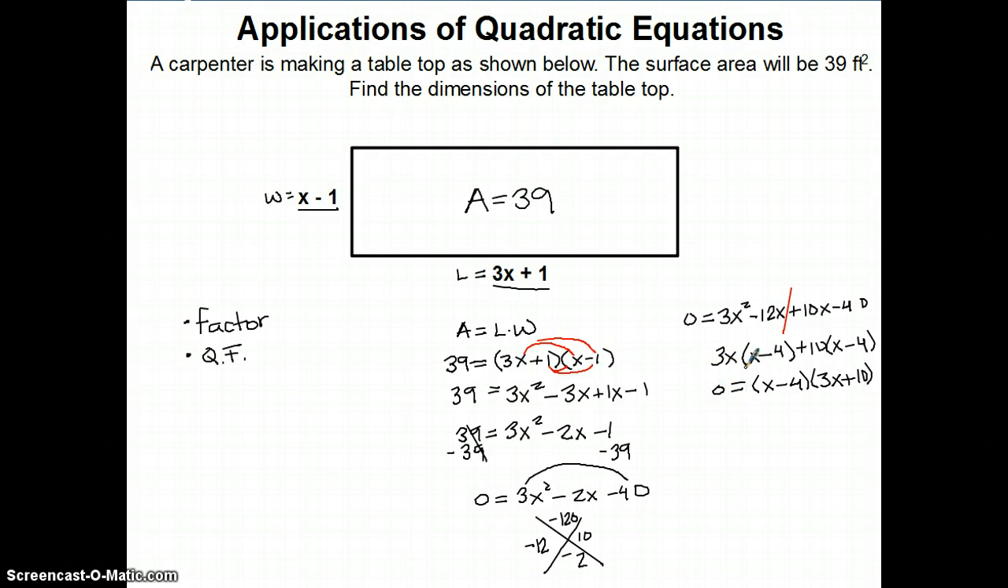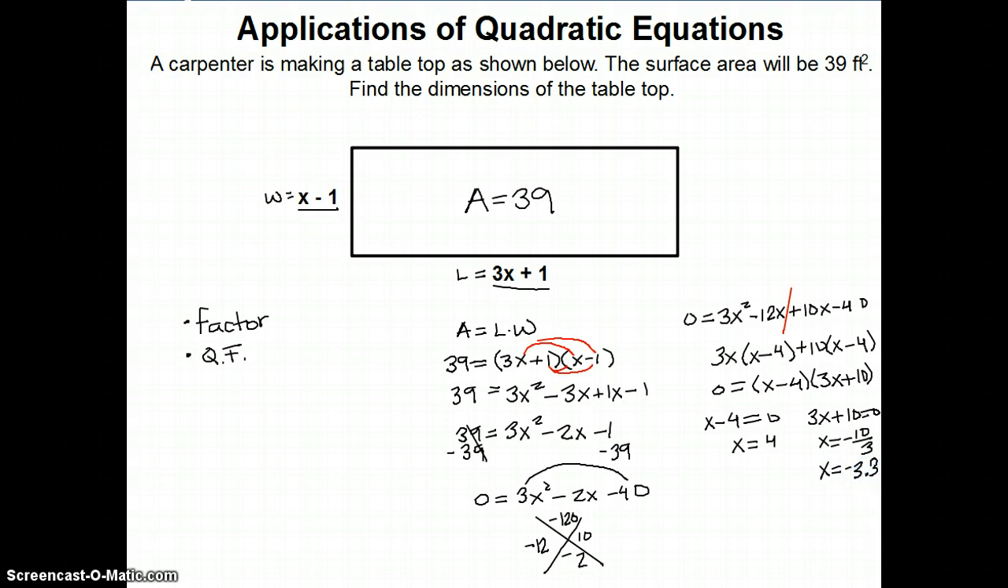Now that I have factored, I go ahead and set each factor individually equal to 0. So x minus 4 equals 0, or you can have 3x plus 10 equal to 0. On the left, I find x equals 4, and on the right, I find that x can equal negative 10 over 3. Since we're talking length and width, I'm going to go ahead and approximate this negative 10 over 3 to about negative 3.3.